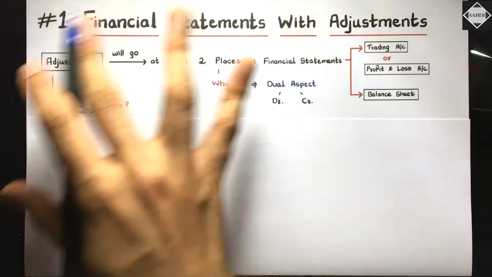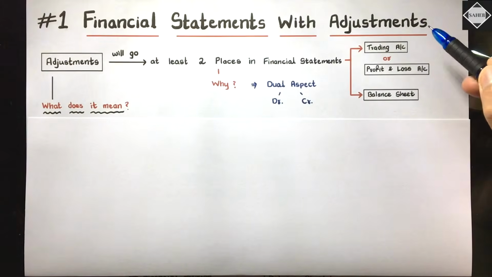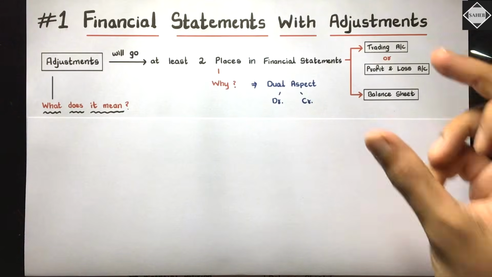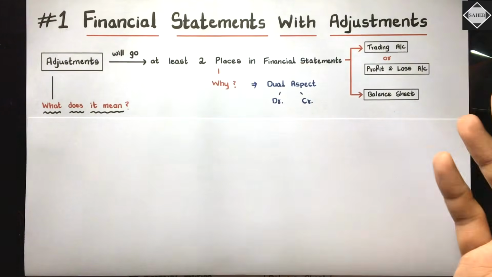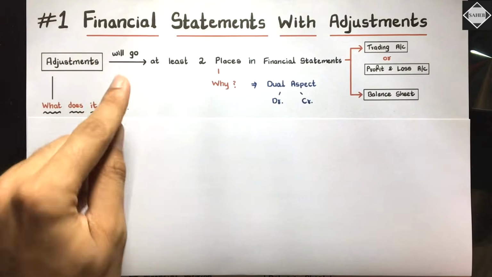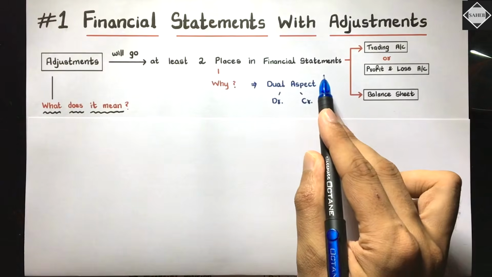Now see here, we have the concept of this chapter. It's really simple. The first question that should pop up in your mind is, what are adjustments? Adjustments are nothing but the last minute changes that you do before preparing the financial statements. Okay? And let me tell you, these adjustments will definitely go at least two places in financial statements, right?